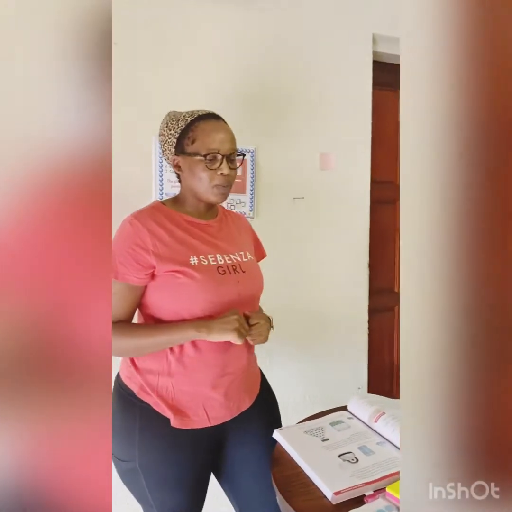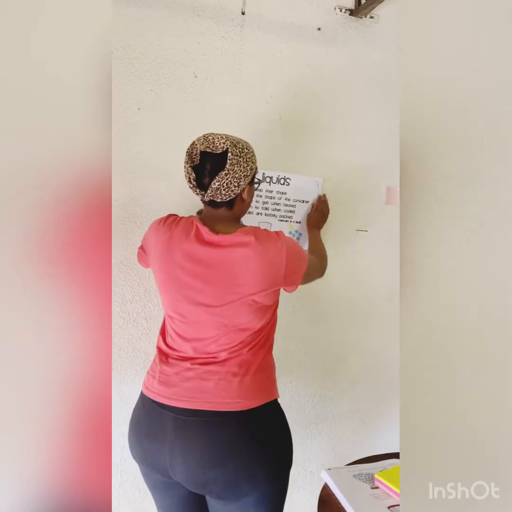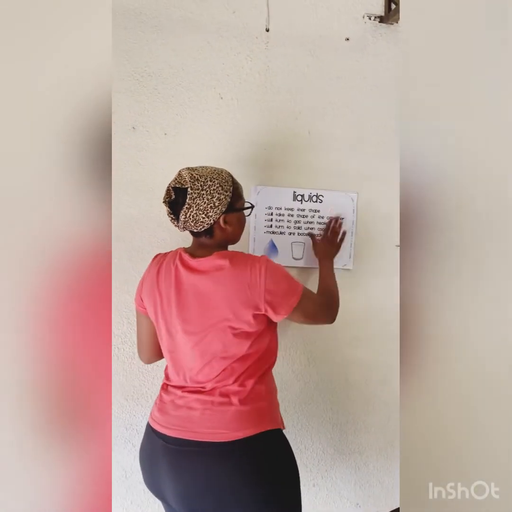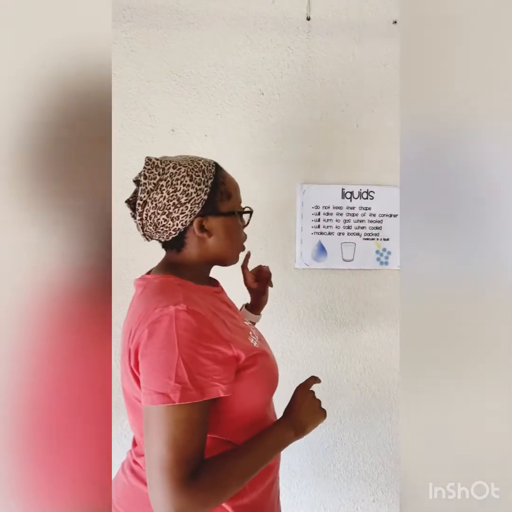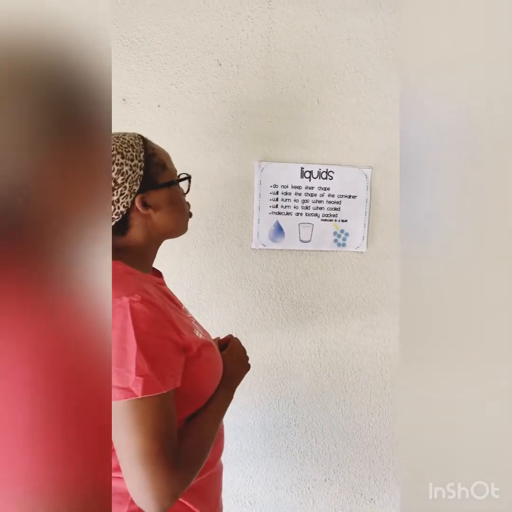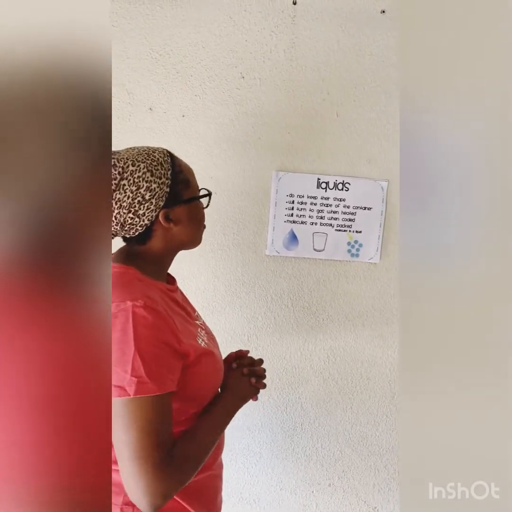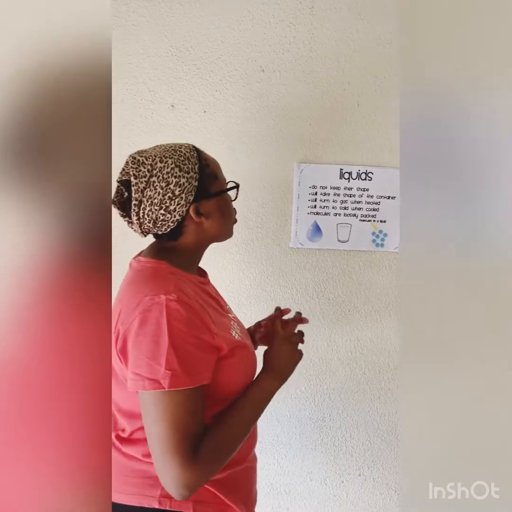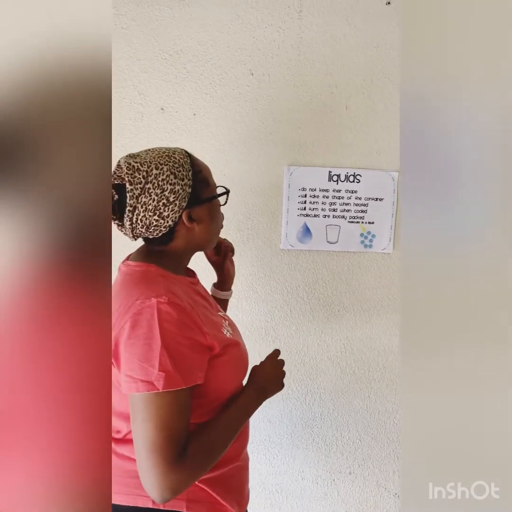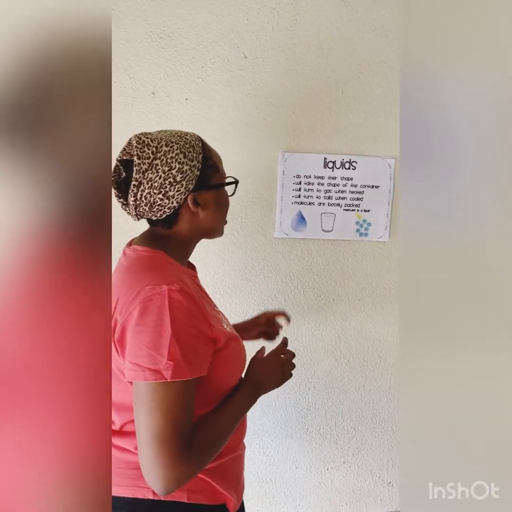The second one we spoke about are our liquids. So liquids do not keep their shape. The second characteristic is they will take the shape of a container. The third one is they will turn to gas when heated, will turn to solids when cooled, and their molecules are loosely packed.